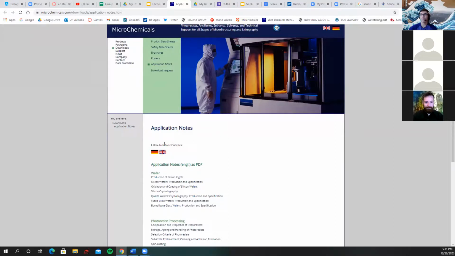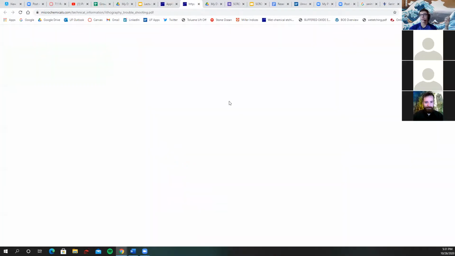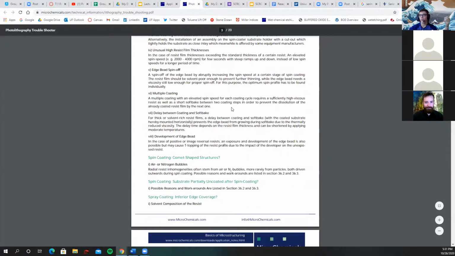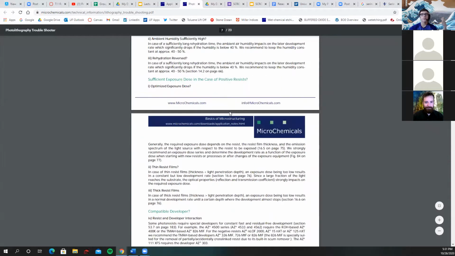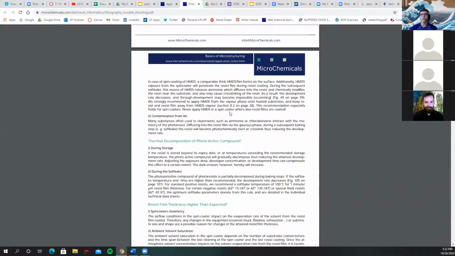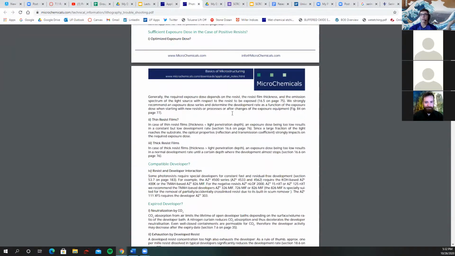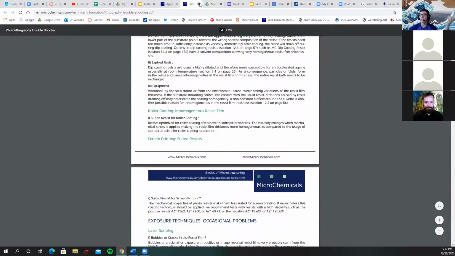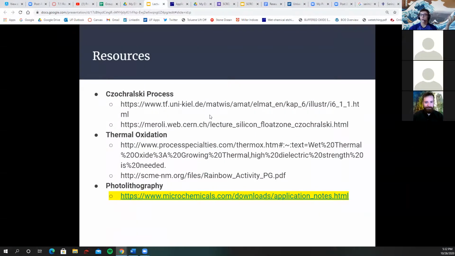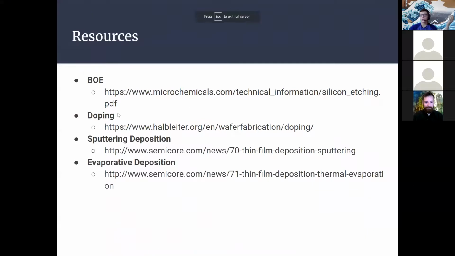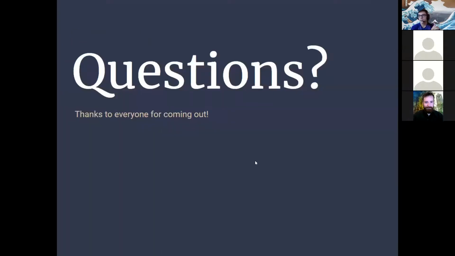They also have a lithography troubleshooting guide. It has example pictures and gives you information as to what could have gone wrong in your process if you're getting a certain outcome, and it's just helpful little stuff like that. And then I also have some resources on BOE, which is the document that I showed you from Microchemicals, doping, specifically ion implantation, and then some information about sputtering deposition and evaporative deposition. Other than that, I'm done here.